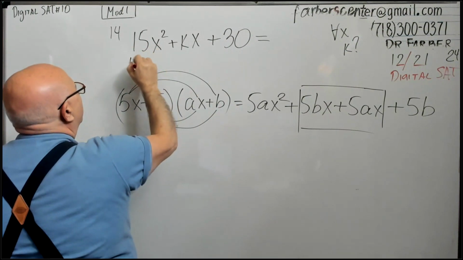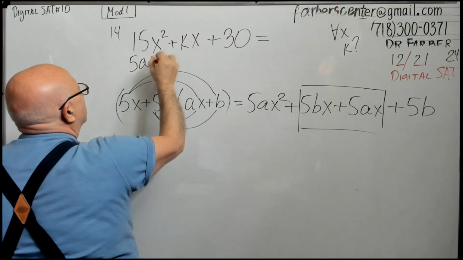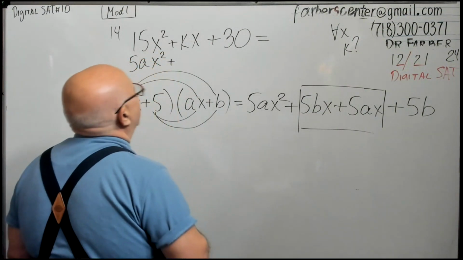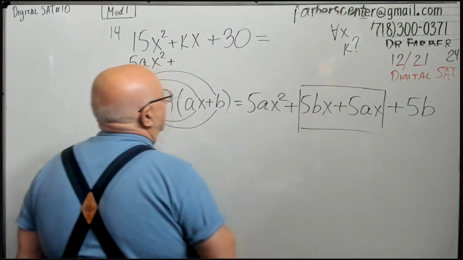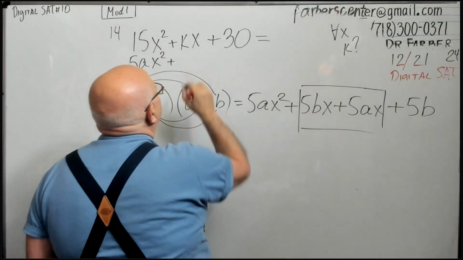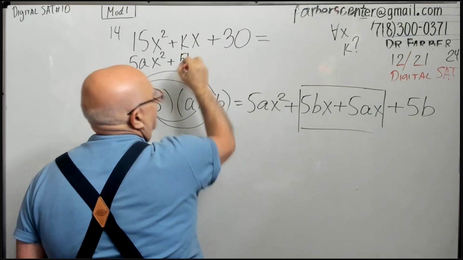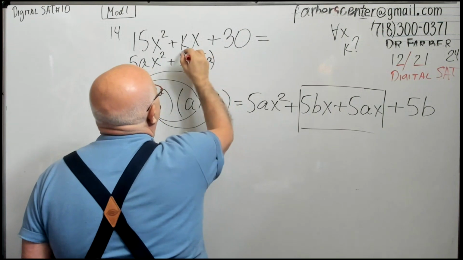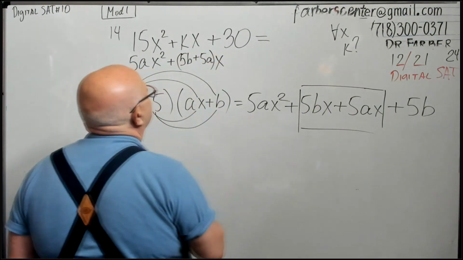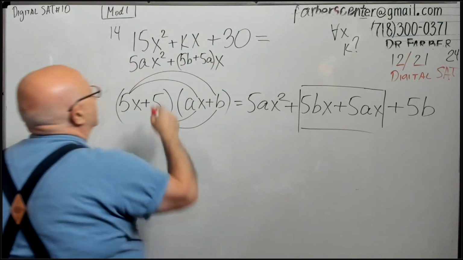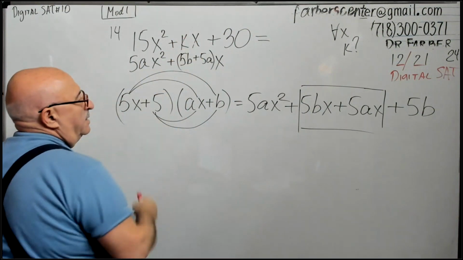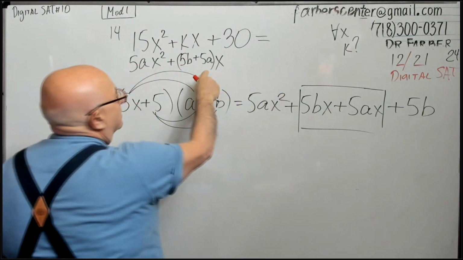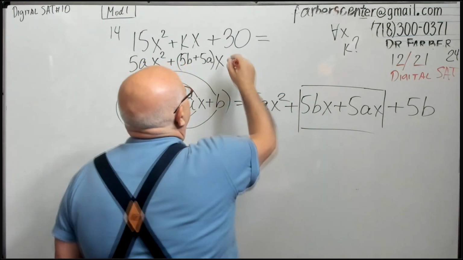5ax squared in the same structure. Plus, instead of k, I would write 5b plus 5a times x. Why? Because this is the coefficient in front of x. If after factorization, it would be the coefficient in front of x. And plus 5b.